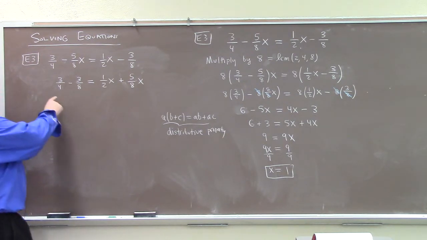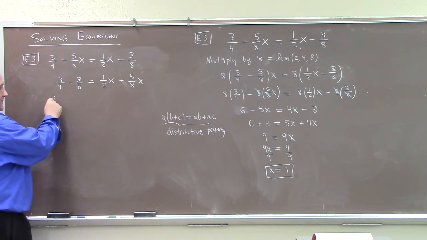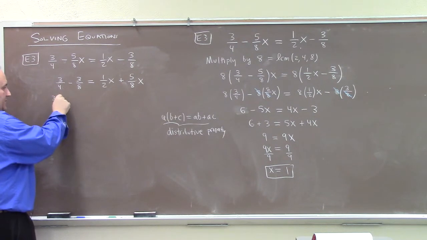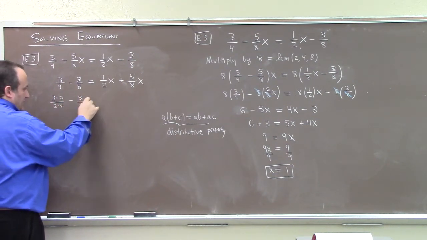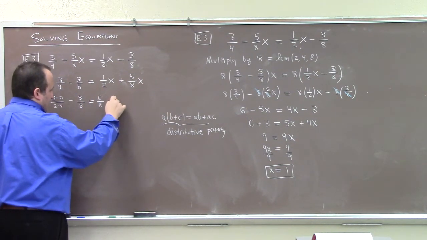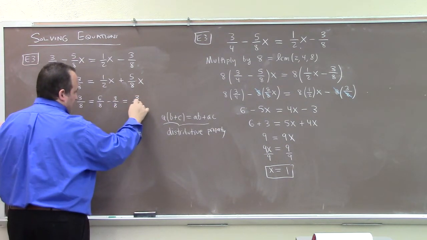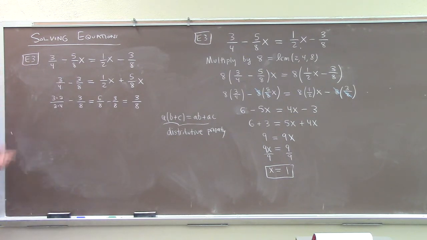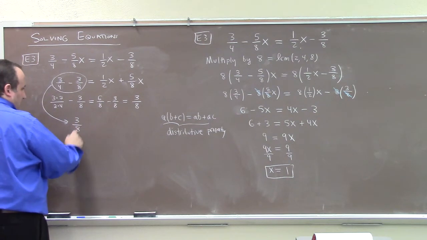What I do is I make a common denominator. So this is really 3 times 2 over 2 times 4, right? Minus 3/8, which is, by the way, 6/8 minus 3/8, which is equal to 6 minus 3, which is 3/8. So the number on the left-hand side is simplifying to 3/8. So this is actually 3/8, right?